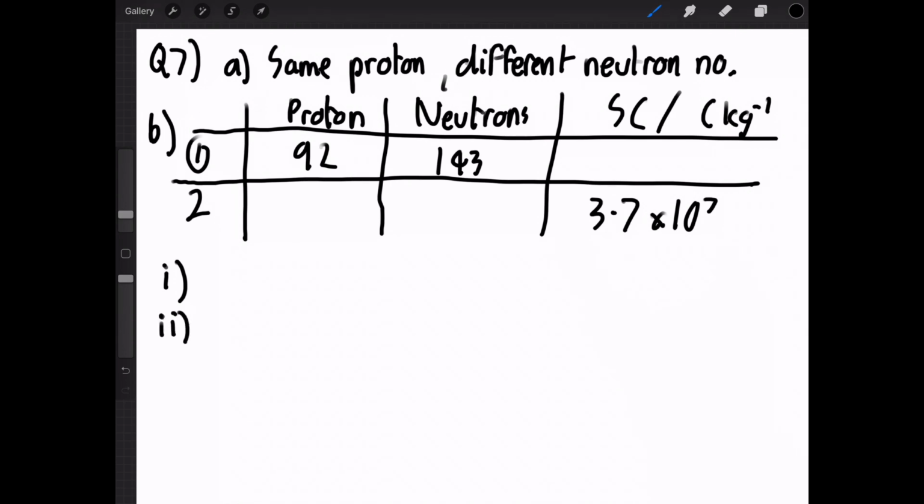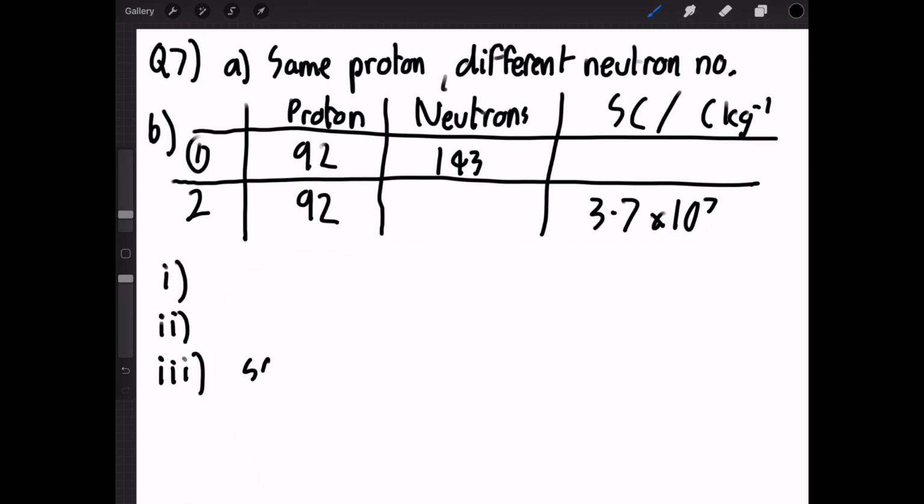Right, part 2. In the table above, write down the number of protons in the second isotope in the table. Well, isotopes just change the neutron number. They're not going to change the proton number, so that is going to be 92. It's going to be exactly the same. Part 3. Calculate the specific charge of the first isotope and write this in the table.